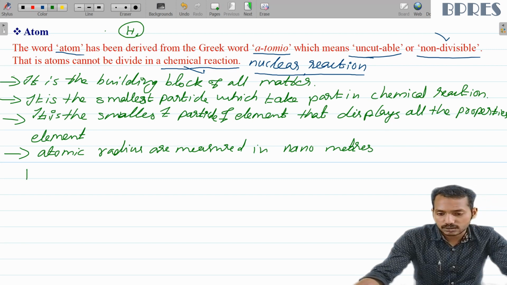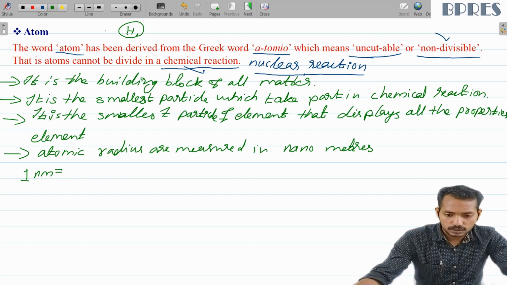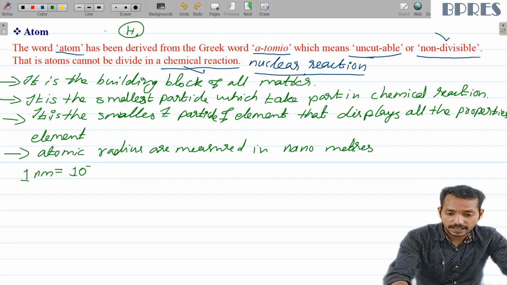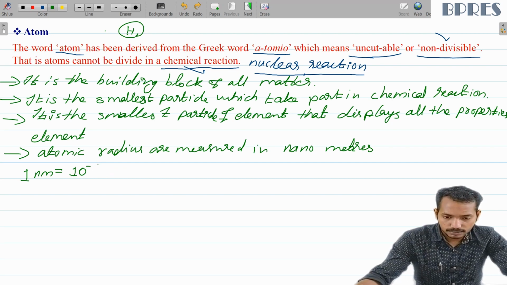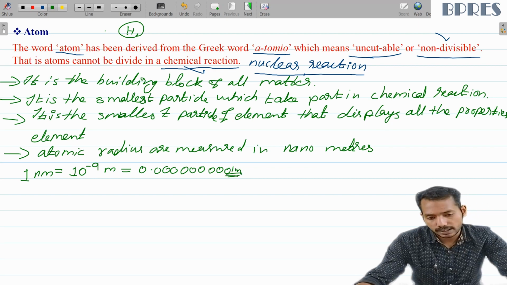1 nanometer is equal to 10 raised to minus 9 meter, which is beyond our imagination. It will be equal to 0.000000009... sorry, no, the 1 will not be there.